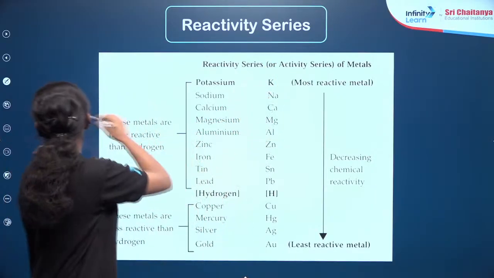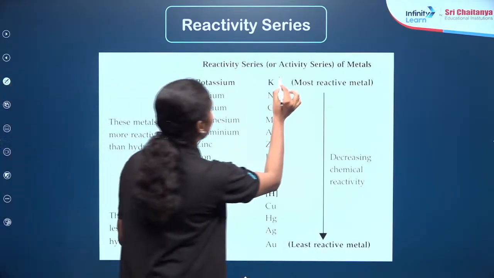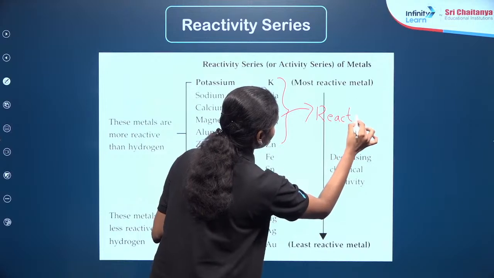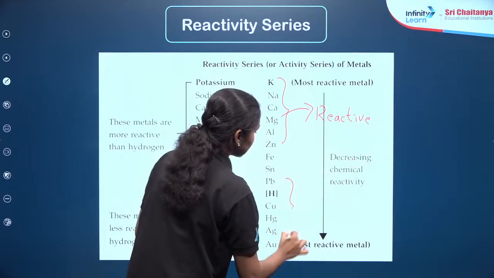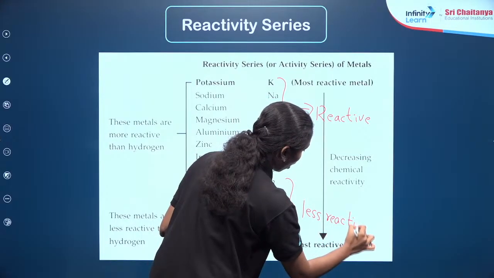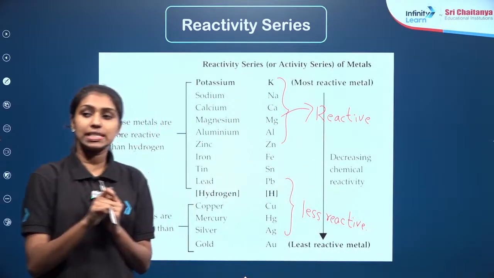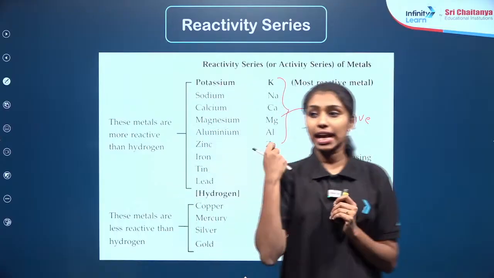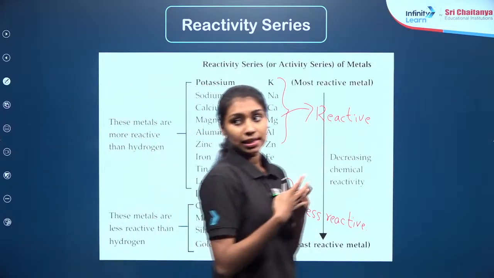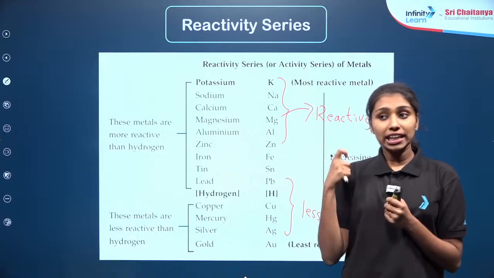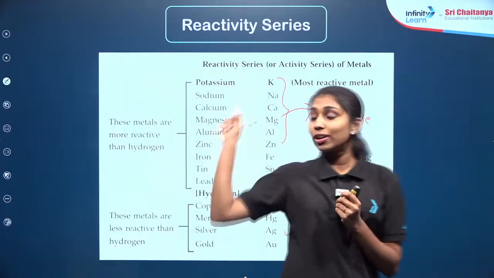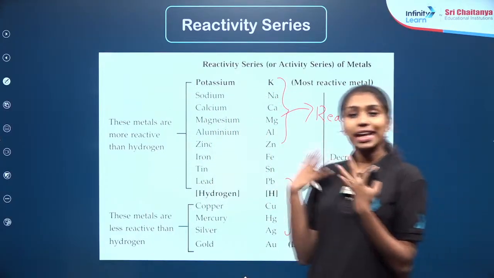For example, these are highly reactive metals, and then these are the less reactive metals. Based on how the metals are arranged in the reactivity series, we can find out whether a reaction can happen with oxygen or water, or how we can displace metals. That is the basic idea about the reactivity series. Yesterday I told you that we need to memorize all the metals in the reactivity series by using a code.